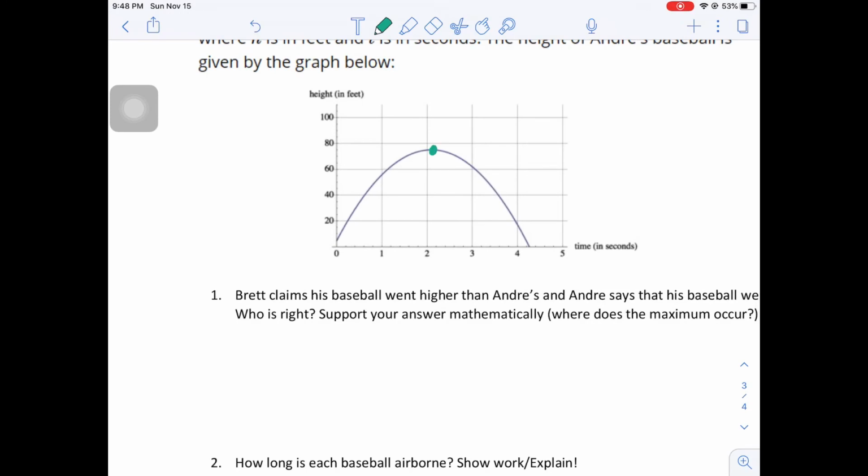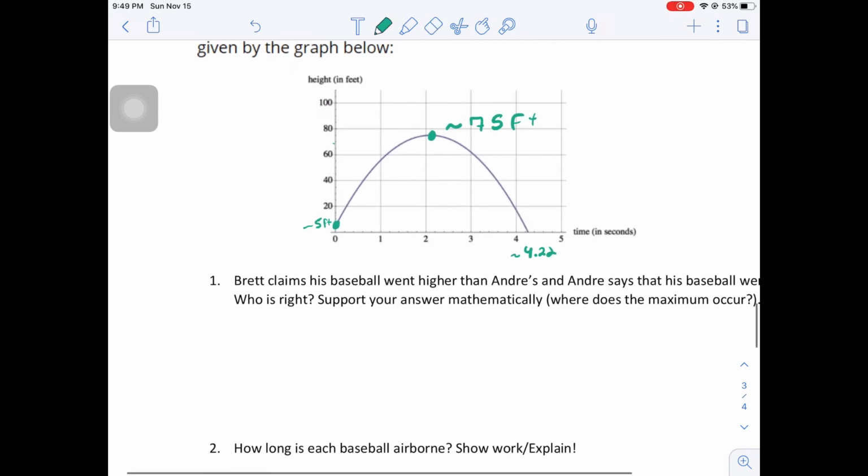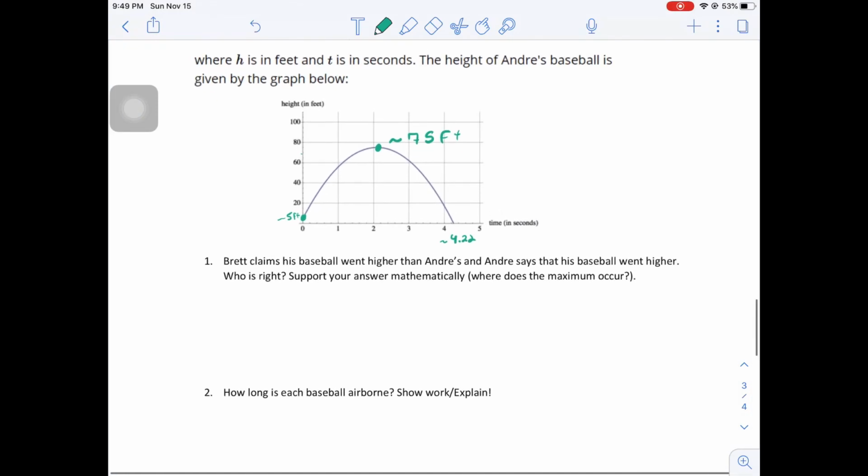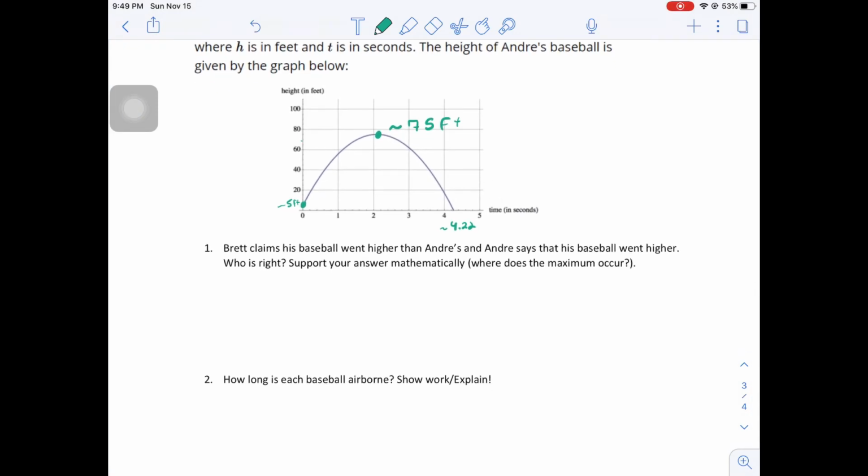So let's label this. It looks like the vertex is probably right around here. I'm going to say that y value is approximately 75 feet, because 70 is about here. Yeah, so 75. Also, the y-intercept, who knows if we need it or not, is probably about 5 feet. The x-intercept down here is another important point. I'm going to guesstimate the tick marks are counting by 0.2, so probably about 4.22 seconds approximately.